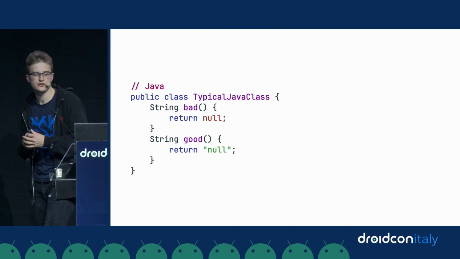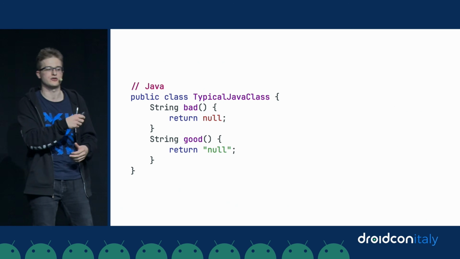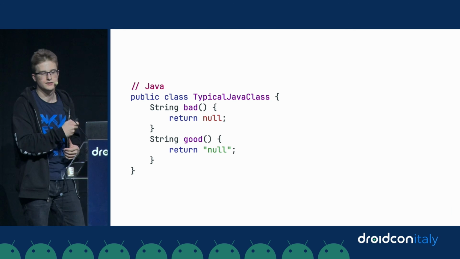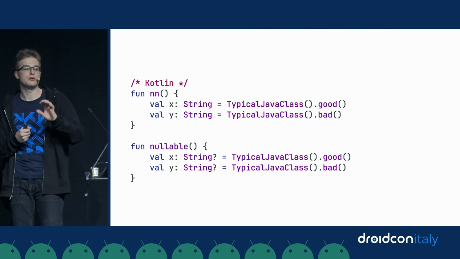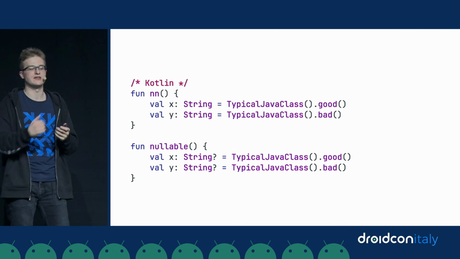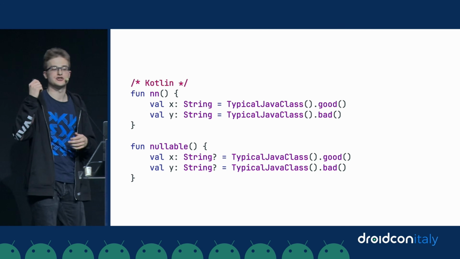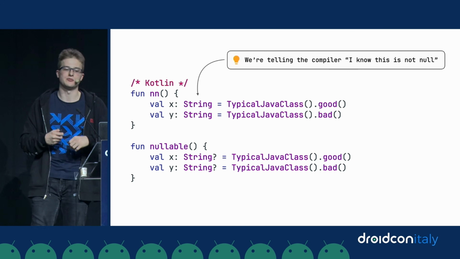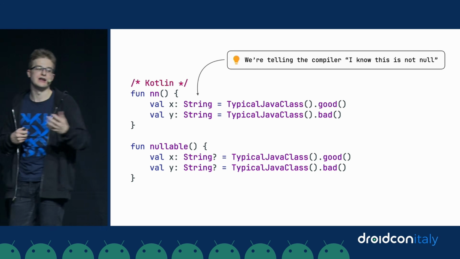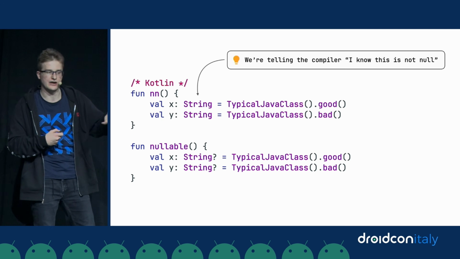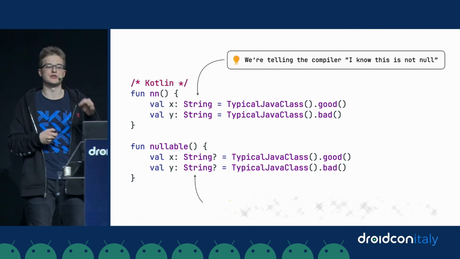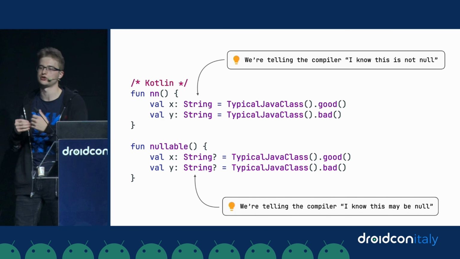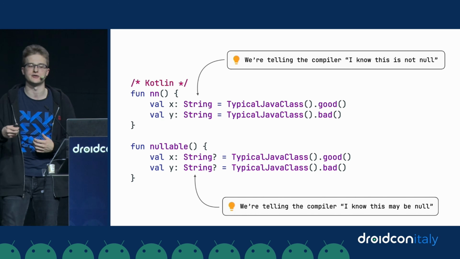That is an example of a class in Java. It has a bad method which returns null, and it has a good method which returns a valid string. Now, if you want to use that in Kotlin, we can interoperate with Java. In the first function, I declare the types as non-nullable, meaning that I'm telling the compiler, I know this is not null, and I'm accessing good and bad. In the second function, I'm declaring them as nullable, meaning that I'm telling the compiler, this may be null, so make sure to generate the code accordingly.